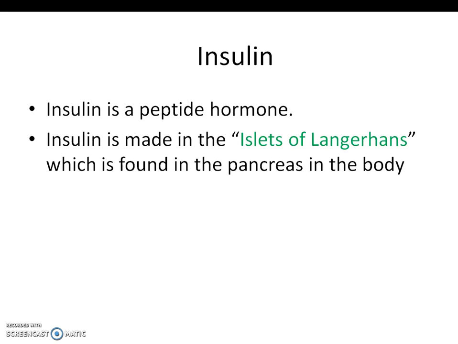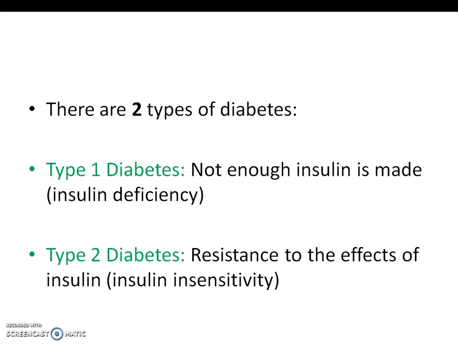So insulin is a peptide hormone. It is made in the islets of Langerhans, which are found in the pancreas in the body. There are two types of diabetes: type 1 diabetes, in which not enough insulin is made, and type 2 diabetes, which is the resistance to the effects of the insulin.